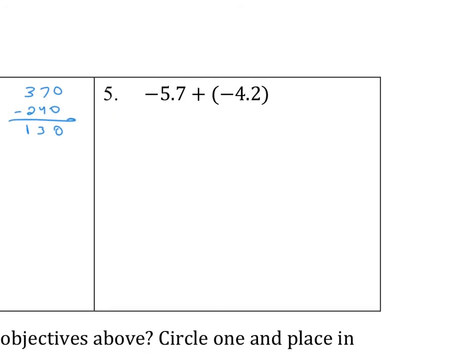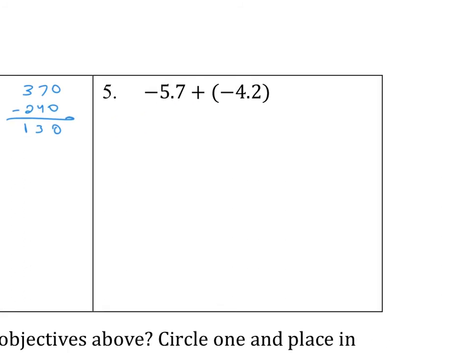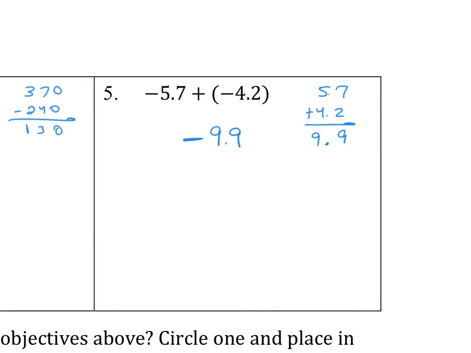Okay, the last one, negative 5.7 plus negative 4.2. I notice that my signs are the same. So because they're the same, I know that my answer is going to be negative. I also know that I'm going to combine those two groups together to make one big number. So I'm going to do 5.7 plus 4.2. 7 plus 2 is 9. 5 plus 4 is 9. So my answer is negative 9.9.